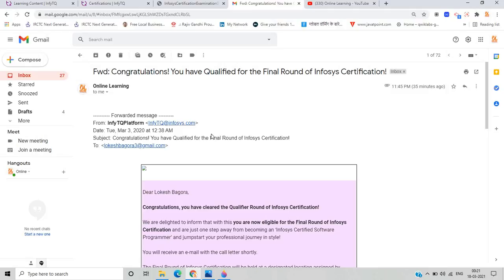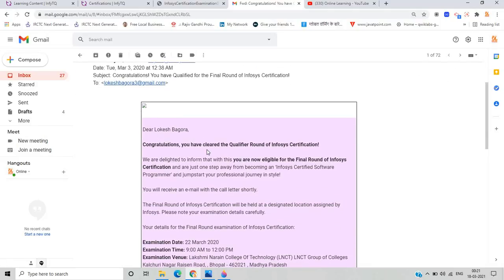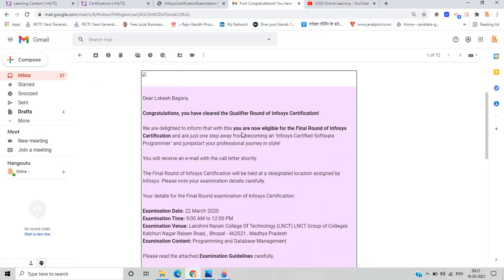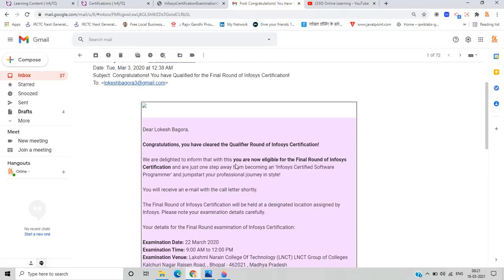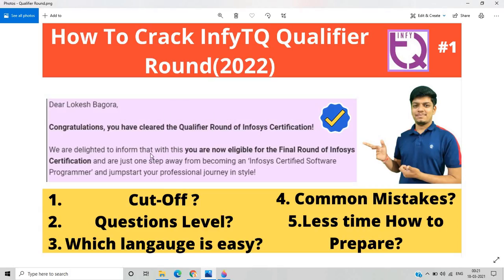At this time I received the mail from the Infosys team: dear Lokesh Bagora, congratulations, you have cleared the qualifier round. We are delighted to inform you that you are now eligible for the final round of Infosys certification and just one step away from becoming an Infosys certified software programmer. So friends, this is basically the mail I got. Let's move on to our first question that is very important for cracking the qualifier round of the Infosys certification examination.